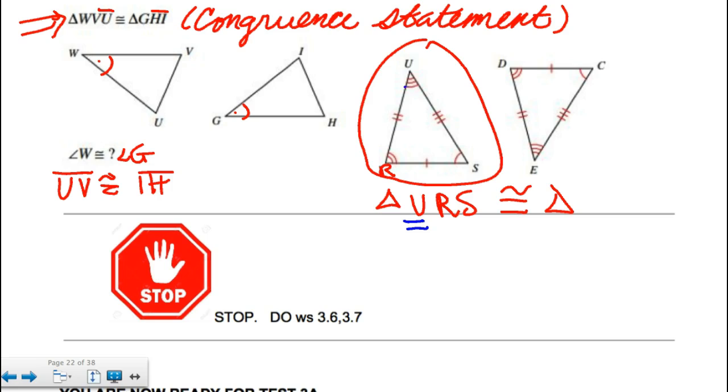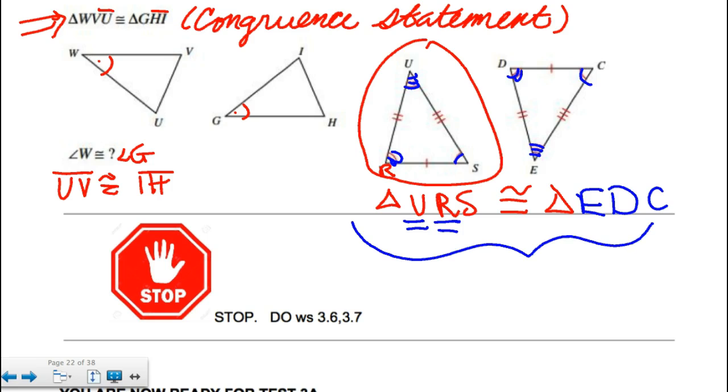Angle W has 3 arcs in it. So I need to match it with the angle that has 3 arcs in it. Angle R has 2 arcs in it. So it has to be matched or corresponded to the one that has 2 arcs in it. And likewise, S would go with C. Again, this is called a congruence statement.